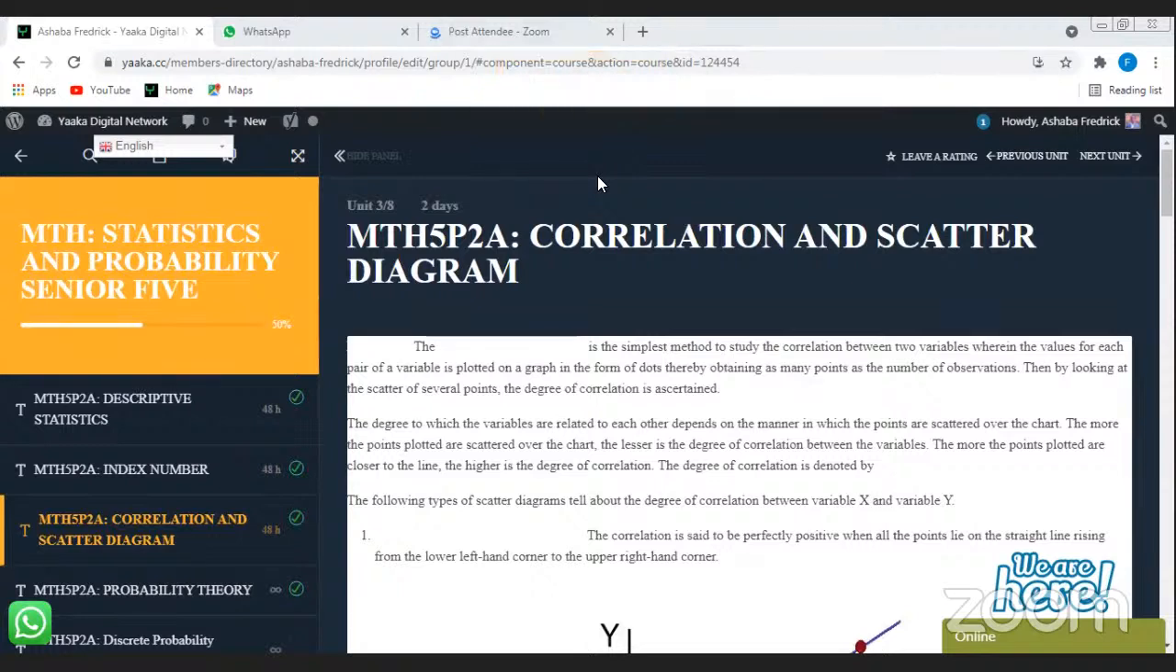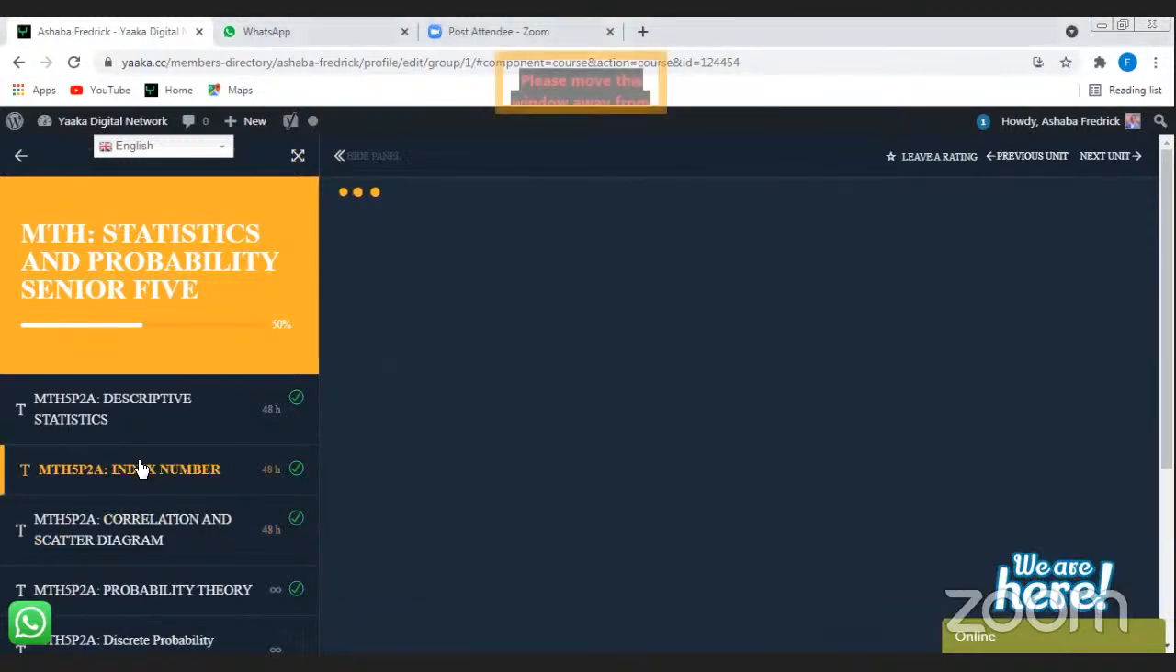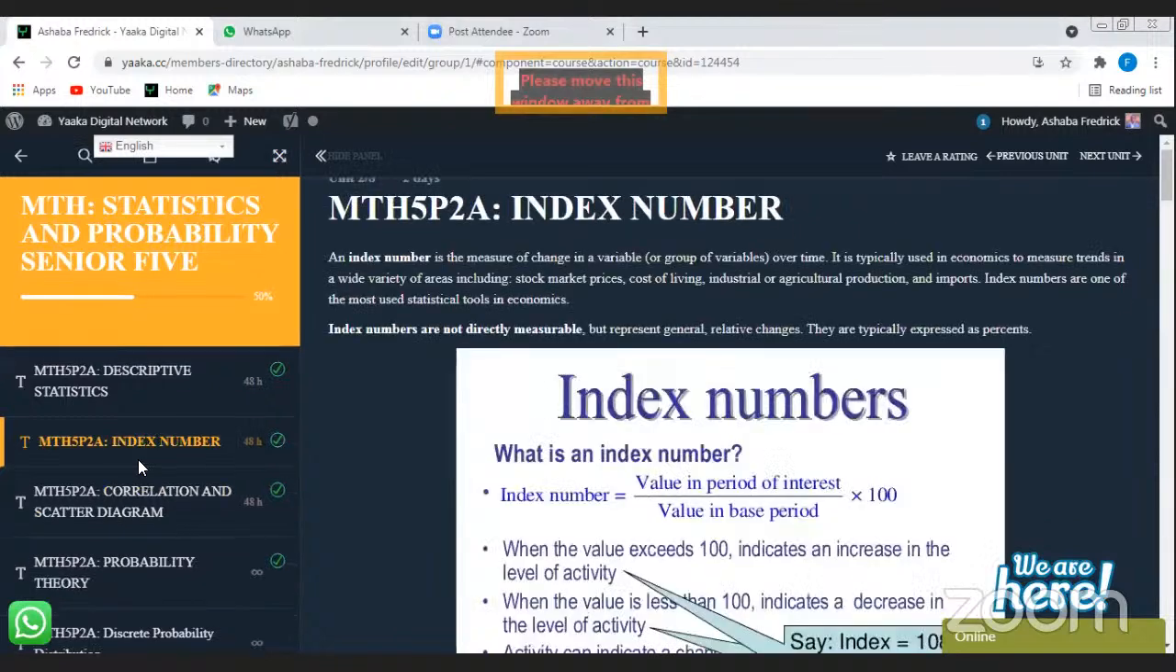But we did rank correlation. And the scatter diagrams? Yeah, we also did that one. You did. So that means you'll come and go through this unit here, you read it through, and then you attempt the work that is there. How about index numbers? Index numbers, not yet. Not yet. So let us go through those ones.